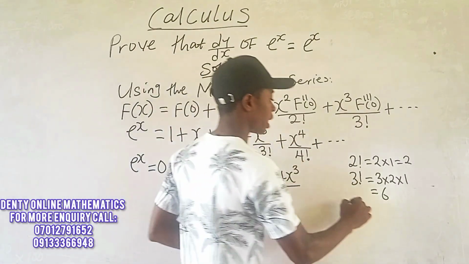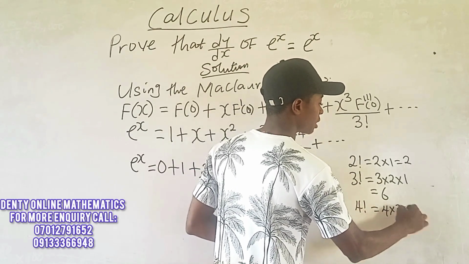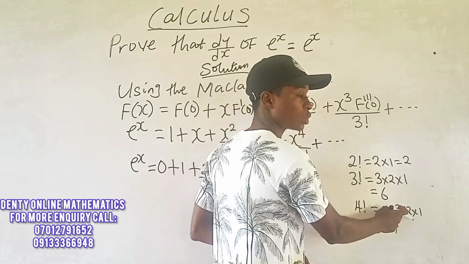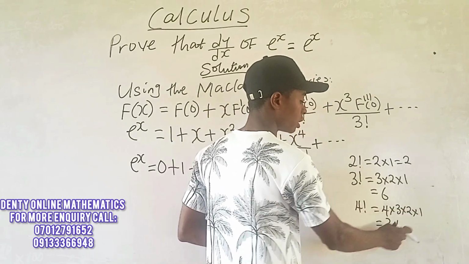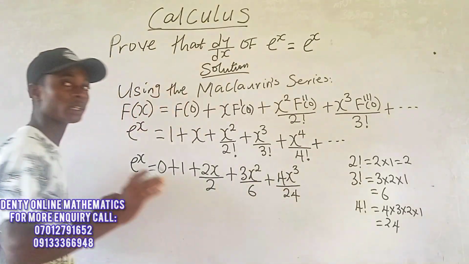over 4 factorial. Now remember that 4 factorial is equal to what? 4 times 3 times 2 times 1, which is equal to 24. Because 4 times 3 is 12, and 12 times 2 is 24, times 1 is the same thing as 24. So we can replace this by 24. Now let's proceed further.